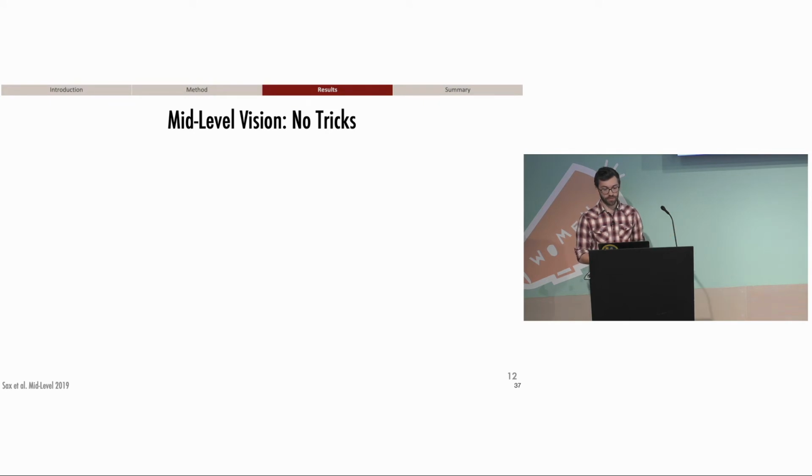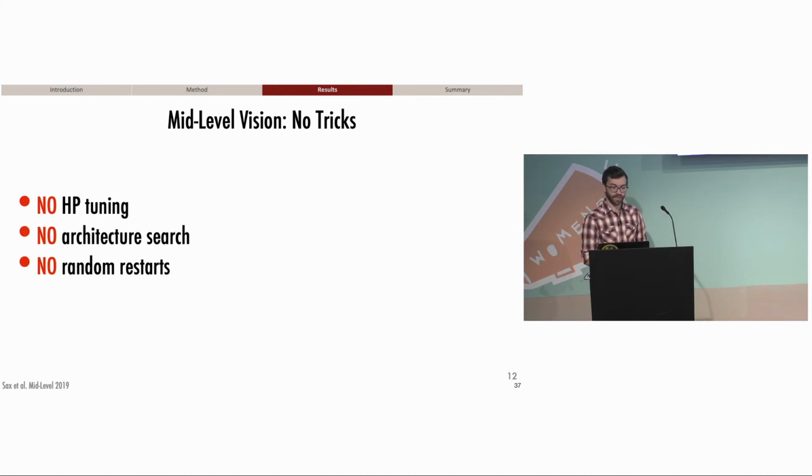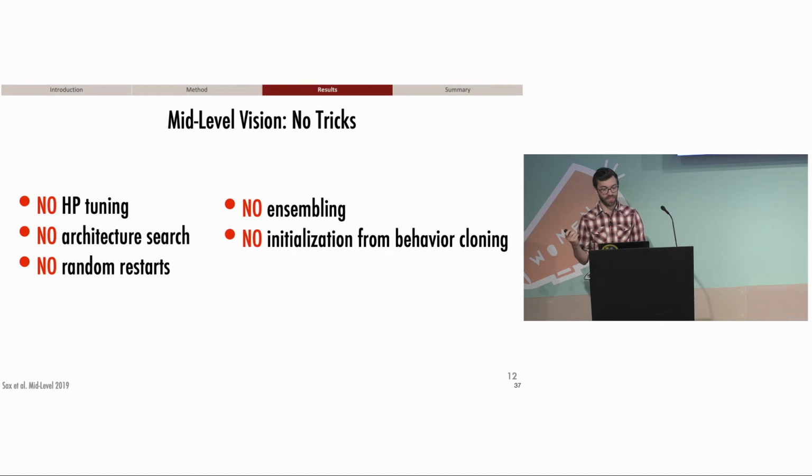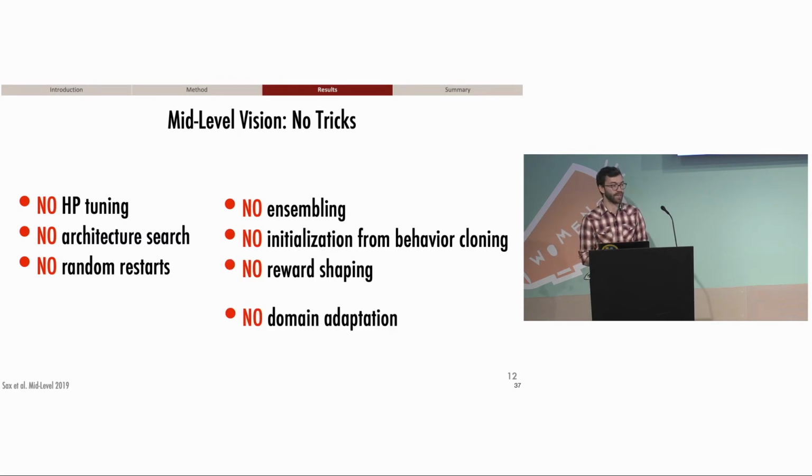For all these results, we found that using proper mid-level vision actually makes training RL policies more convenient and stable. All the results didn't use any hyperparameter tuning. We tuned for scratch and then just applied the hyperparameters to these new policies. No architecture search, no random restarts, no ensembling, no initialization from behavior cloning, no reward shaping, and no domain adaptation. So we didn't do anything to the feature encoders. We just took them from a different data set, plopped them in there, and then trained our agents.